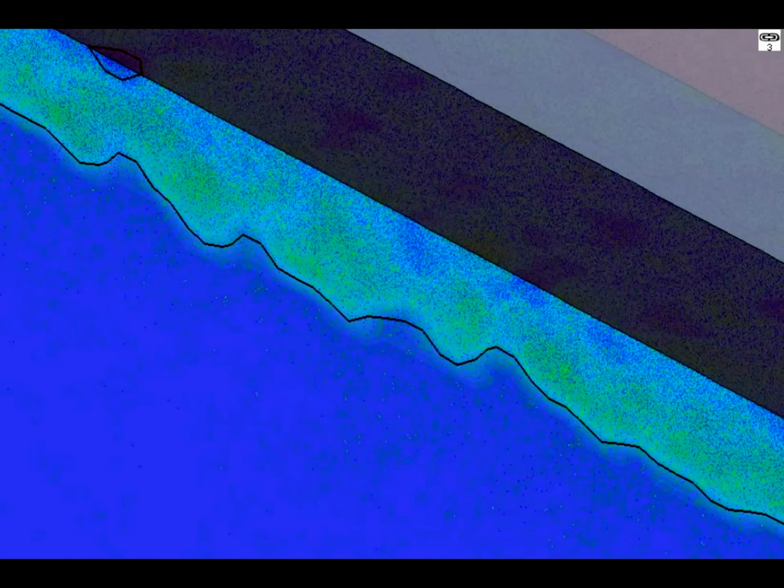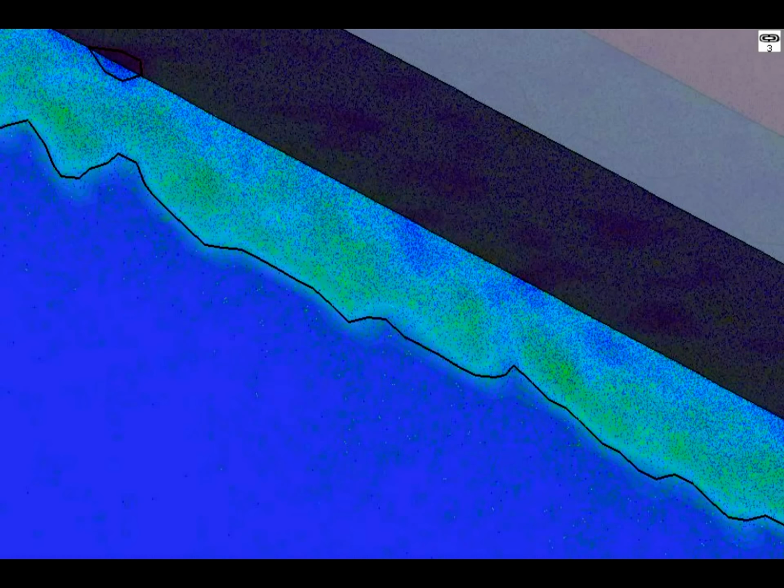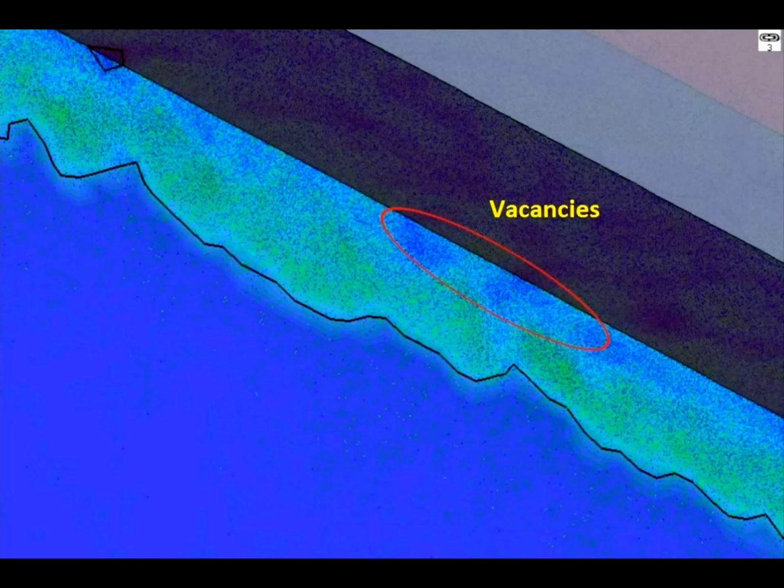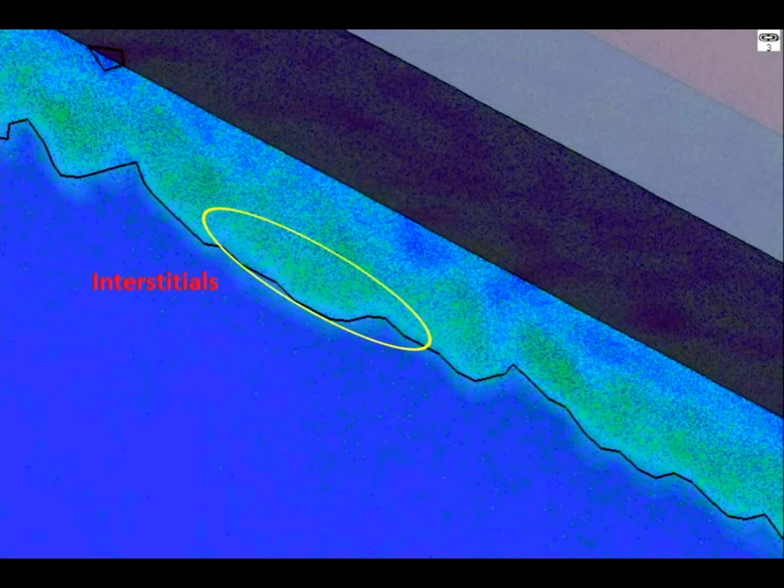Interstitials result when such atoms or the original ion itself come to rest in the solid, but find no vacant space in the lattice to reside. We can observe vacancies are concentrated more towards the surface, unlike the interstitials, which are concentrated in the lower areas away from the surface. Ion implantation causes damage to the crystal structure of the target, which is often unwanted, so ion implantation processing is often followed by a thermal annealing.